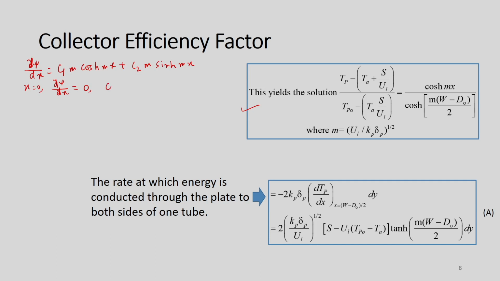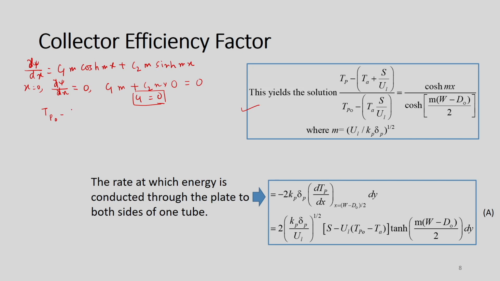So, C1 m cos 0, which is 1, plus C2 m multiplied by sin 0, which is 0. Okay, it will be 0. So, C1 will be 0, right. Again, we know the first equation, so we need to find out the C2 value. So, how to calculate the C2 value?